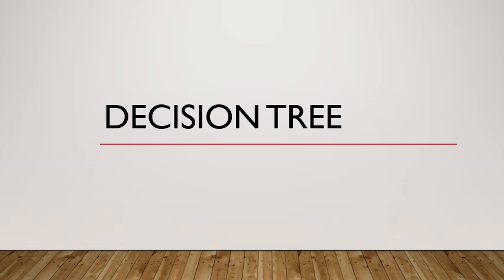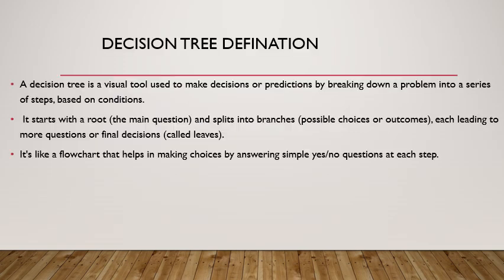Decision tree. This is one of the most important supervised machine learning algorithms in machine learning. Okay, let's deep dive into decision tree in detail. Decision tree definition: it is a visual tool used to make decisions or predictions by breaking down a problem into a series of steps based on conditions.